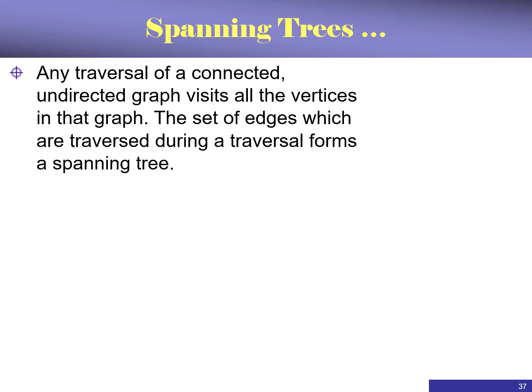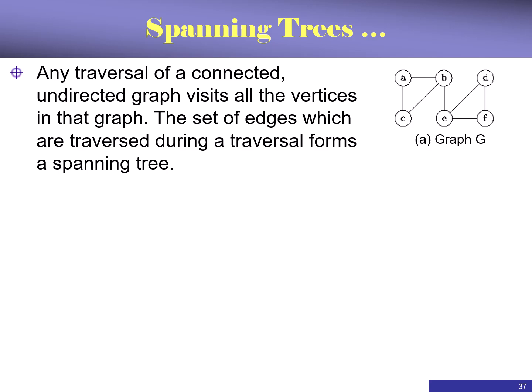Okay, any traversal of a connected undirected graph visits all the vertices. The set of edges which are traversed during the traversal creates a spanning tree. So from the graph we are going to have a spanning tree. So a spanning tree contains number of vertices minus 1 edges, and they are traversed during the traversal, and it creates a spanning tree.